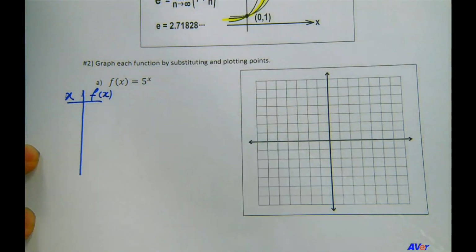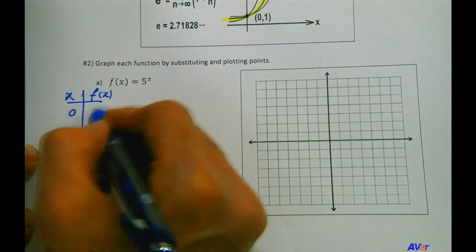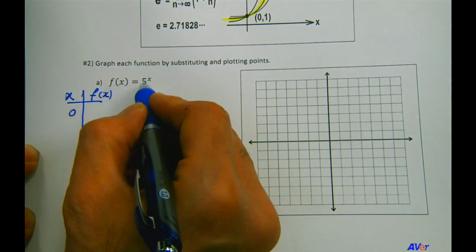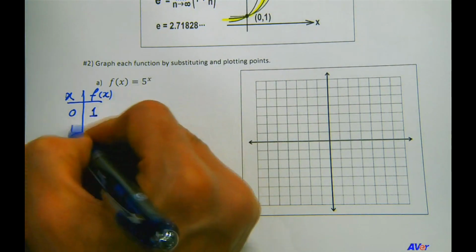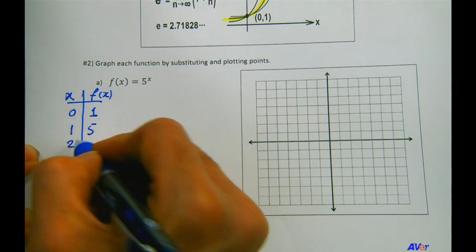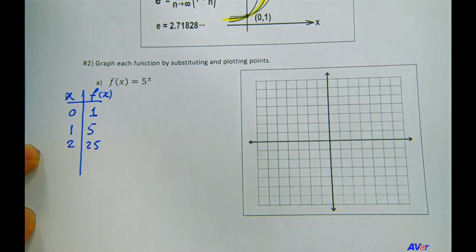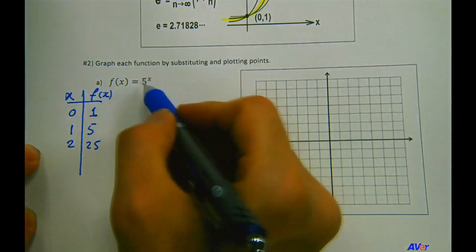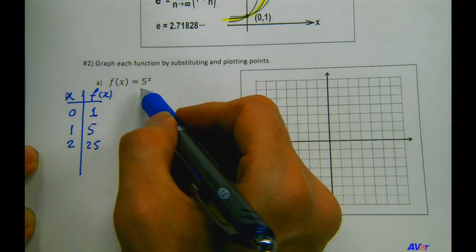I'm going to pick some easy numbers. I'm going to pick 0 for x, which means f of x is 5 to the 0 power, which is equal to 1. Then I'm going to pick another easy number, x equals 1, which gives 5, another easy number, 2, which gives 25, and so on. And then on the negative side, we can pick negative numbers, but notice that with negative powers, this number becomes very, very small.